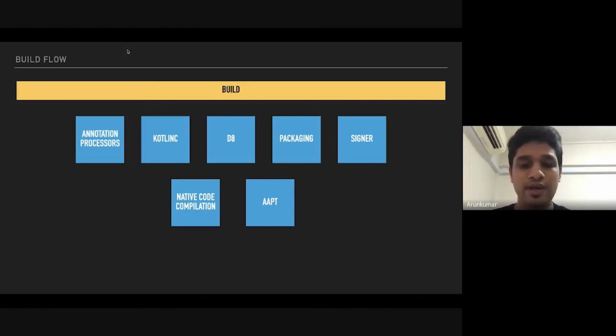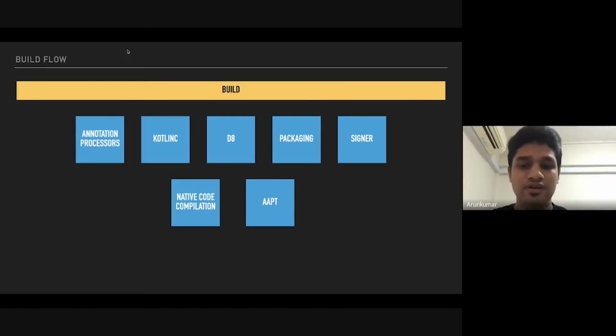But if you think in terms of each individual unit of work here, they depend on something else. Take packaging, for example. The packaging action typically happens during the last stage of the build, where the APK gets built, right? In order to build the APK, you need compiled dex files, processed resources, any metadata, native libraries, and something like that. So I can say that packaging depends upon AAPT, D8, native code compilation, etc.